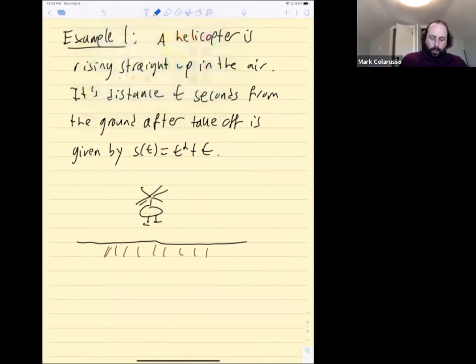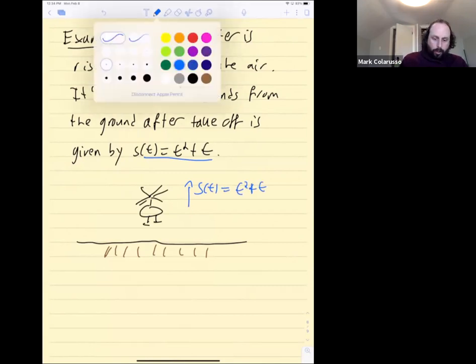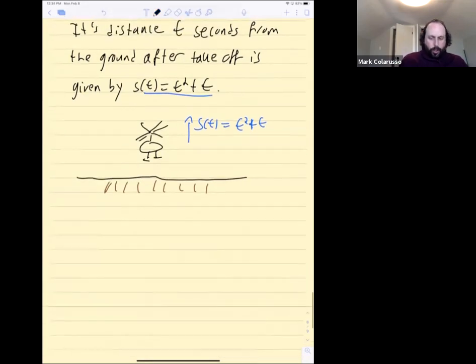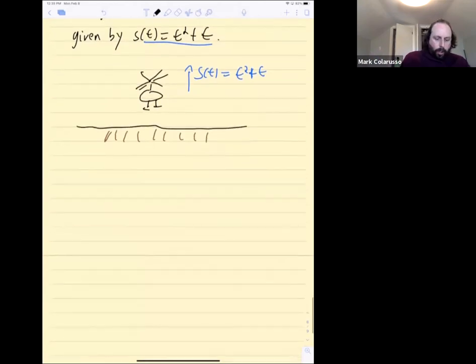So the position coordinate S of t is positive in the upward direction. What this means is that after t seconds, the height of the helicopter is t squared plus t. So the upward direction is the positive direction. Okay, so it's good to have a little sketch. What are the coordinates? Which way is up? Which way is positive? Which way is negative? Okay, so here are the questions we want to answer. How long will it take the helicopter to rise 20 feet?